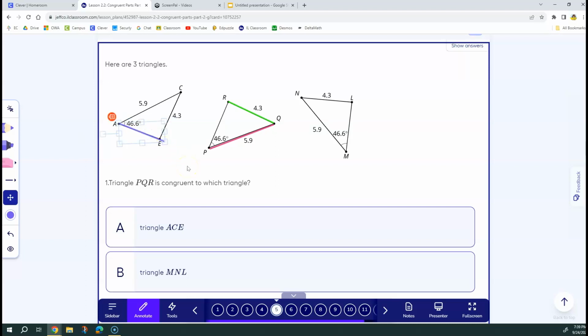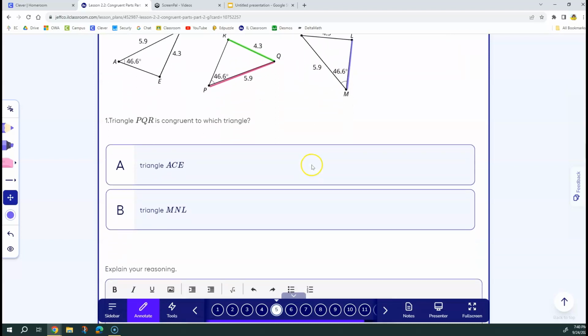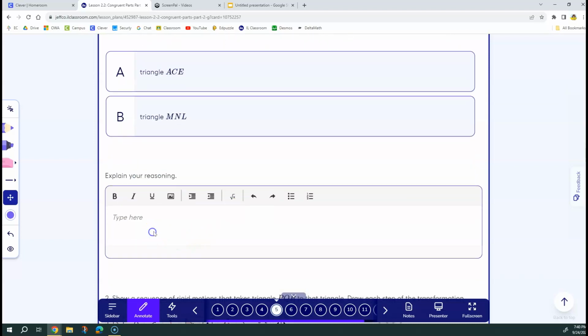Okay, and let's come over here. Oops, there we go. They do. So PQR is congruent to MNL. Woohoo!